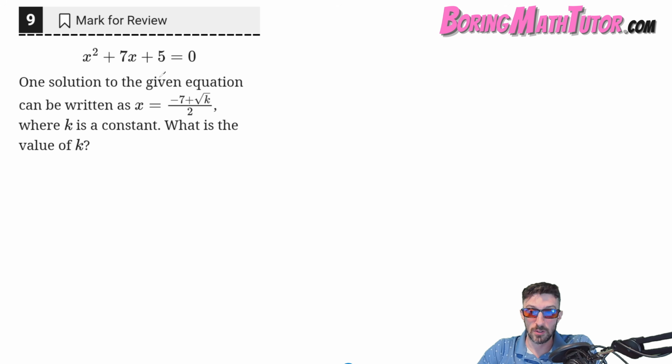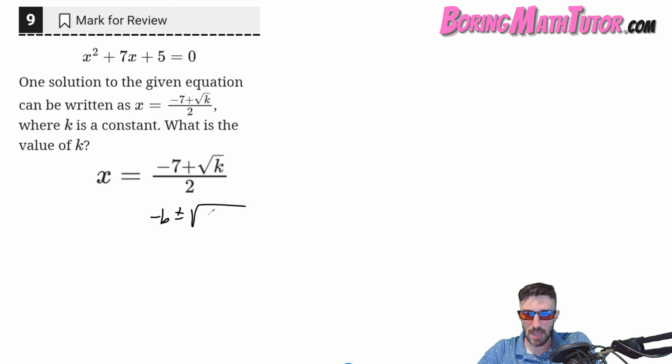Here they're telling us one solution to the given equation can be written as that. Okay, what that look like, fam? That to me look like negative b plus or minus square root of b squared minus 4ac all over 2a. Okay, now does that do a vibe check with our equation? Well, let's see. This is b, so there you go. That's matching up. That looks pretty good.